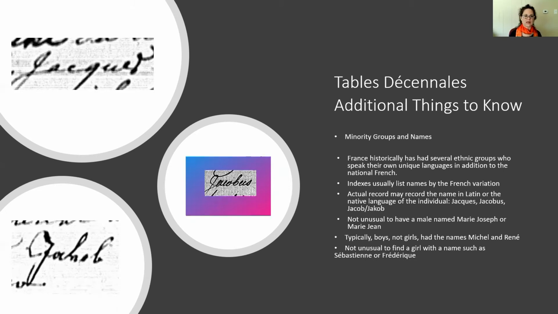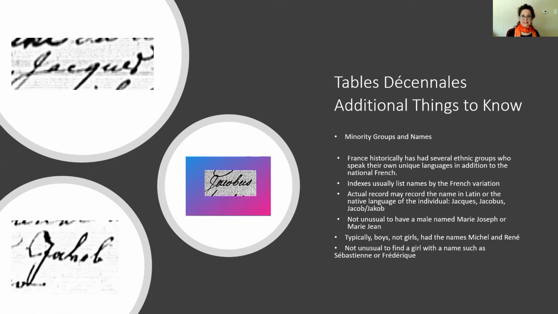The index will likely have the name recorded in French. For example, let's look at an Alsatian variation. The name would be Jacob in German, but in French it's Jacques. So in the table, you are likely to find the person recorded as Jacques, but then when you go and find the actual record, he might be recorded under his given name, what his parents actually called him, Jacob.